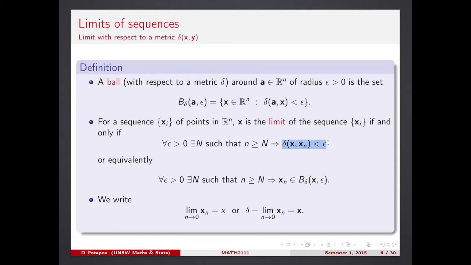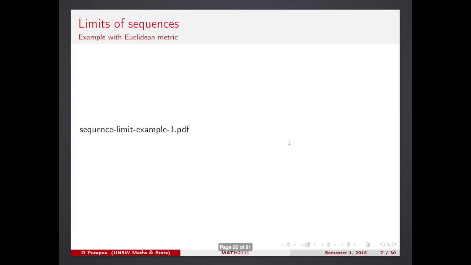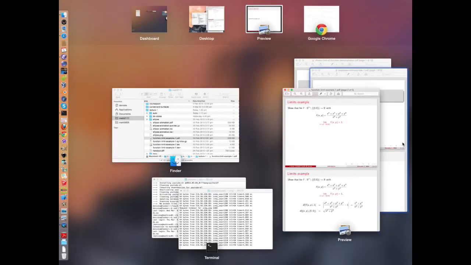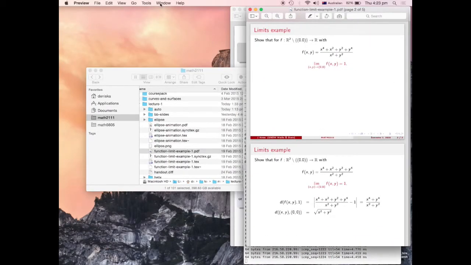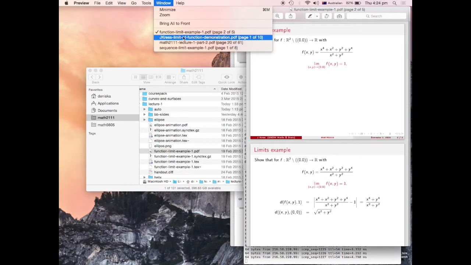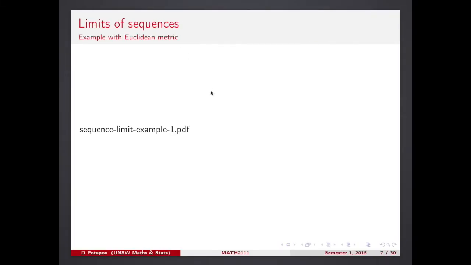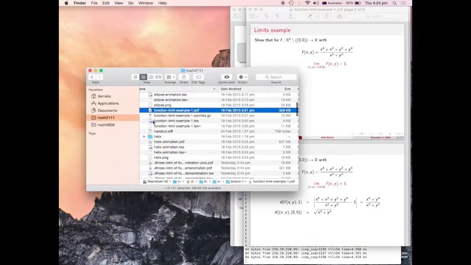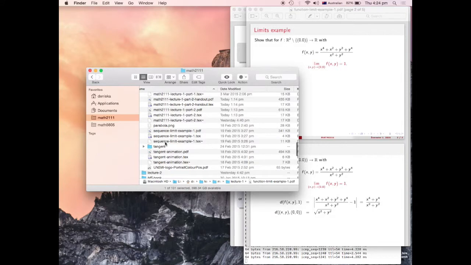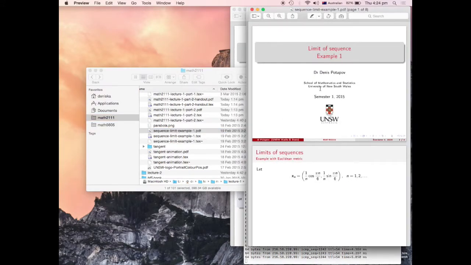But that's a very general, very modern look at limits in n-dimensional spaces with the help of metrics. Well, I have this example file somewhere. What was the name of that file again? Sequence limit example. Here it is.